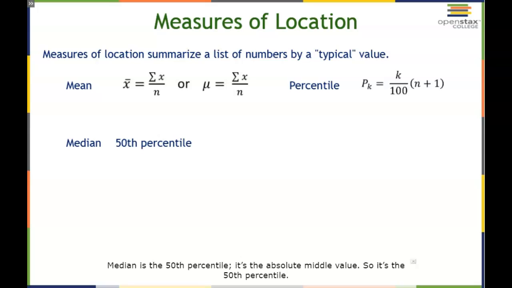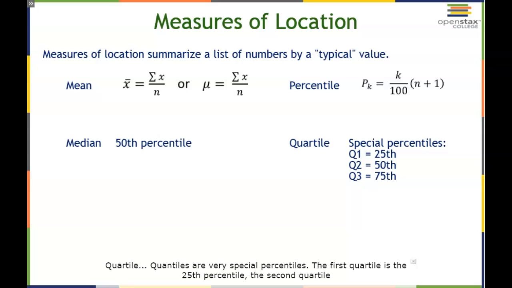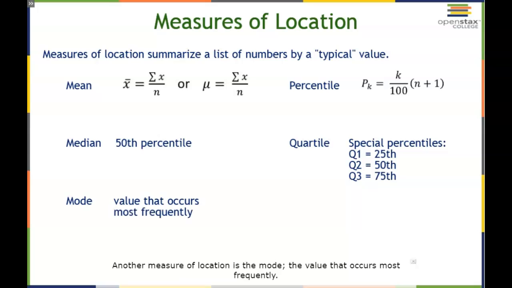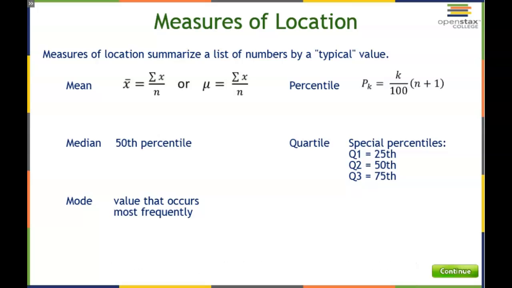Median is the 50th percentile. It's the absolute middle value. Quartiles are very special percentiles. The first quartile is the 25th percentile. The second quartile is the 50th percentile, also known as the median, and the 75th percentile is the third quartile. Another measure of location is the mode, the value that occurs most frequently. We won't work with the mode all too much. Mostly we'll look at mean, median, percentiles, and quartiles for now.